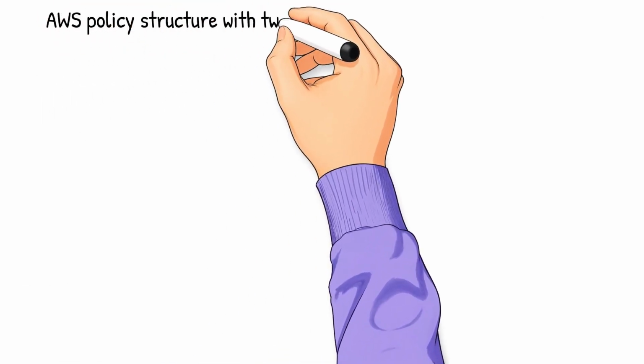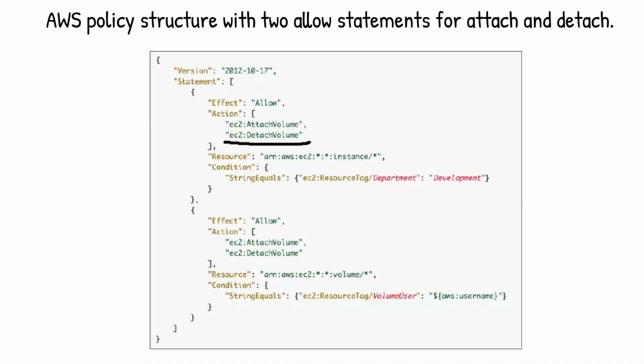Looking at the JSON structure on this slide, we see a standard AWS policy syntax using version 2012-10-17. The document contains a statement array with two distinct allow blocks. Each block focuses on a very narrow set of actions, specifically ec2:AttachVolume and ec2:DetachVolume. By restricting actions strictly to these APIs, we eliminate unnecessary exposure to instance termination, security group modifications, or volume creation.